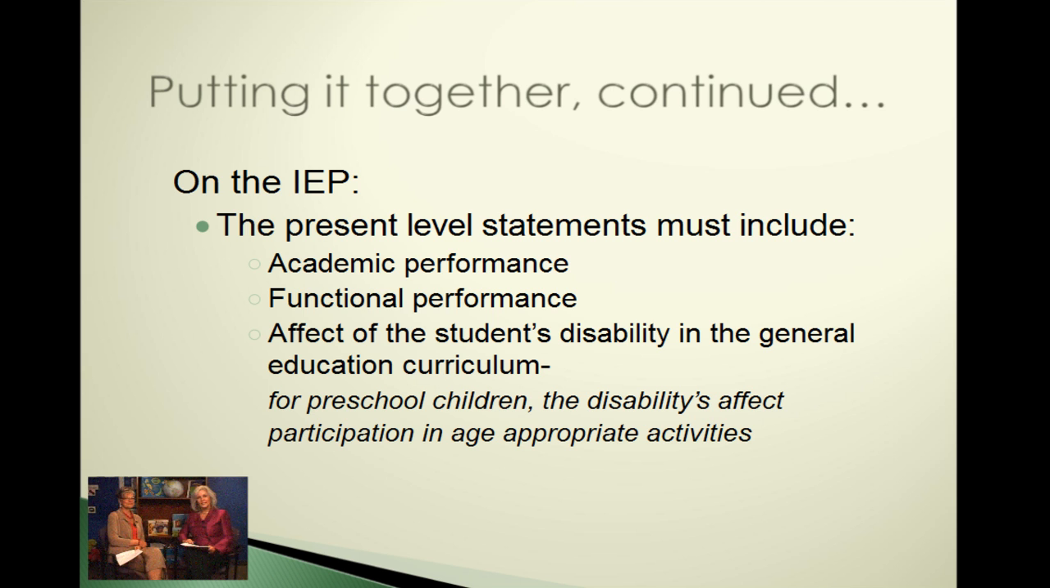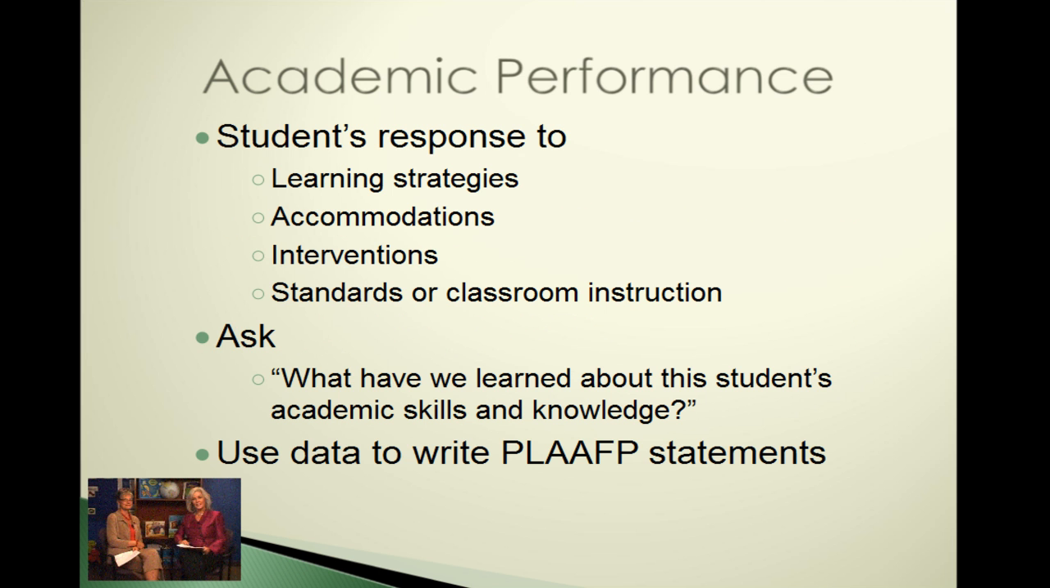And there are some specific regulatory requirements. So let's take another look at those regulations. The statements need to include both academic and functional performance, and they need to clearly have a statement of how the disability affects performance in the general curriculum. For academic performance, we need to look at things like the student's response to learning strategies, accommodations, interventions, standards, or classroom instruction. We want to ask, what have we learned about the student's academic skills and knowledge? That's the data that you want to put into your PLAAFP statement.